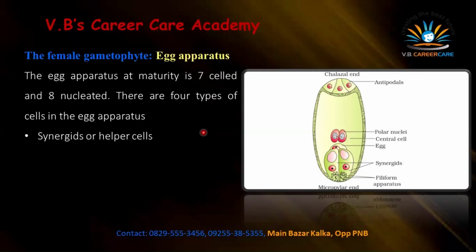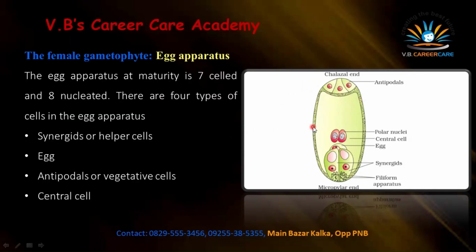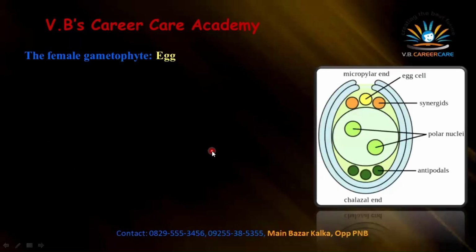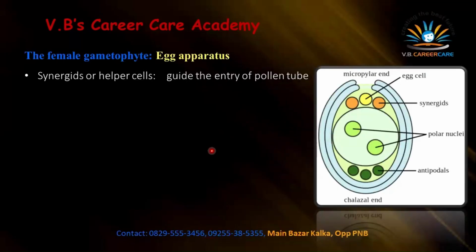First are the synergid cells or helper cells. We can see at the micropylar end of the egg apparatus there are 2 cells known as the synergid cells or helper cells. The second is the egg, which is the female gamete. The third are the antipodals or vegetative cells, present at the chalazal end of the embryo sac. And the last is this large cell, the central cell, which has 2 nuclei. So the female gametophyte has 4 types of cells.